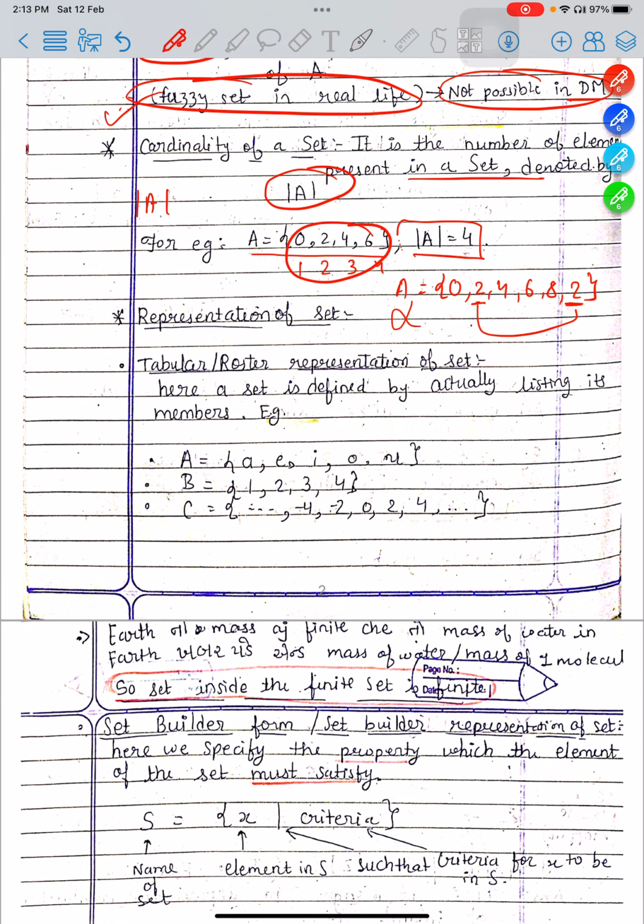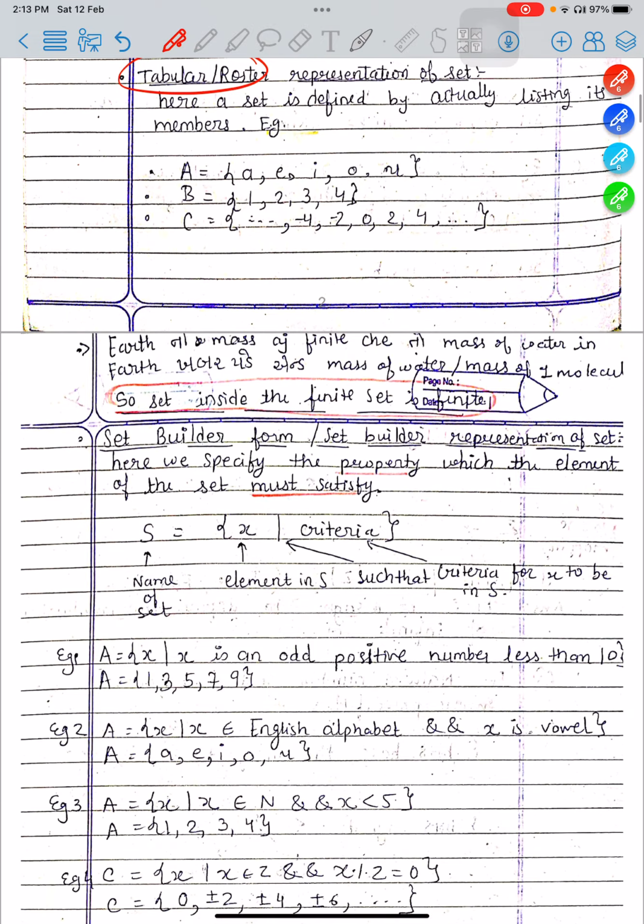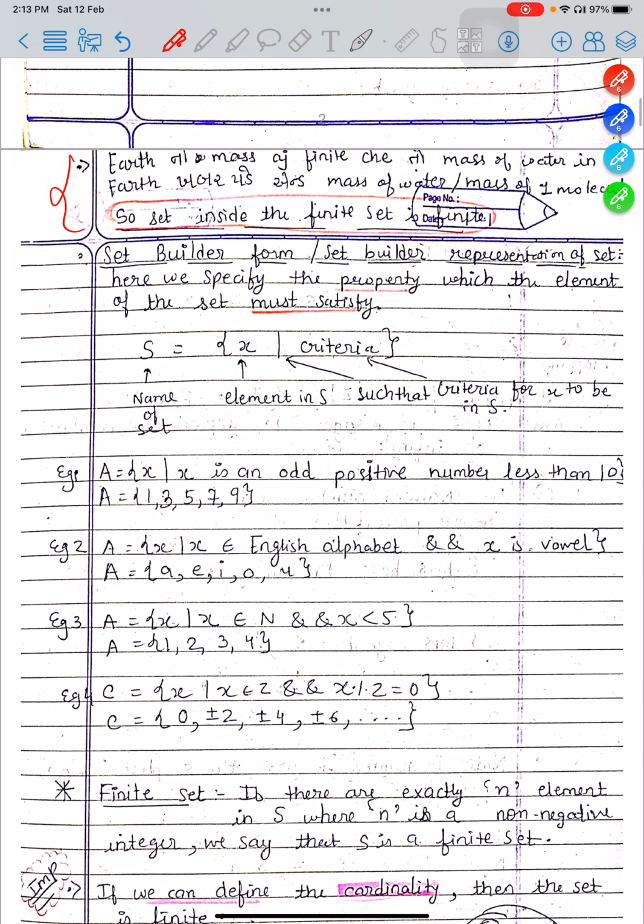Now, representation of a set. Tabular or roster representation. Here a set is defined by actually listing its members. For example, A is a set {A, E, I, O, U}. B is a set {1, 2, 3, 4}. C is a set like even integers. Okay, we'll see this afterwards.